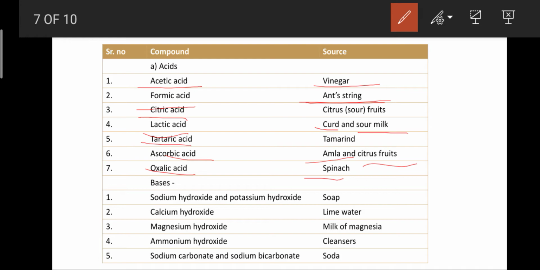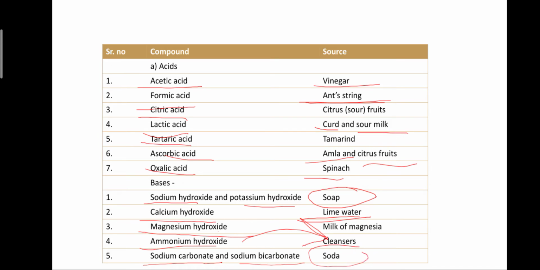Coming to the bases, sodium hydroxide and potassium hydroxide are found in soaps, all kinds of soaps which are used for bathing, for washing clothes, even for brushing teeth. We use sodium and potassium hydroxides. Calcium hydroxide is called lime water. Milk of magnesia is magnesium hydroxide. Ammonium hydroxide is found in cleansers, and sodium carbonate and sodium bicarbonate are the sodas, baking sodas and washing sodas.